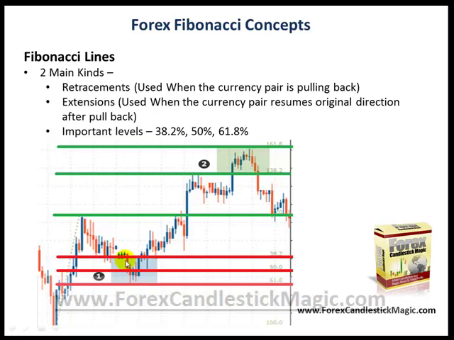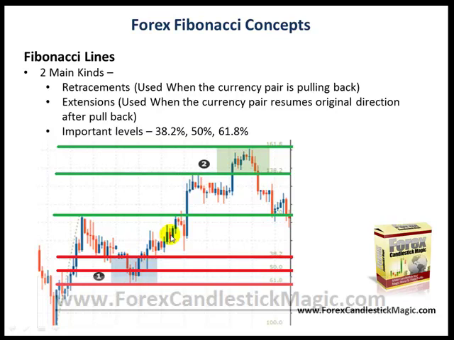So as you can see here, the currency pair got a support here at the 38.2 retracement level. It started bouncing off from it for some time, and then it broke the 50% retracement also, and then found a good support at 61.8. And from there, it started moving in the upward direction. There was a big candlestick here, which confirmed that the currency pair is going to move up again.